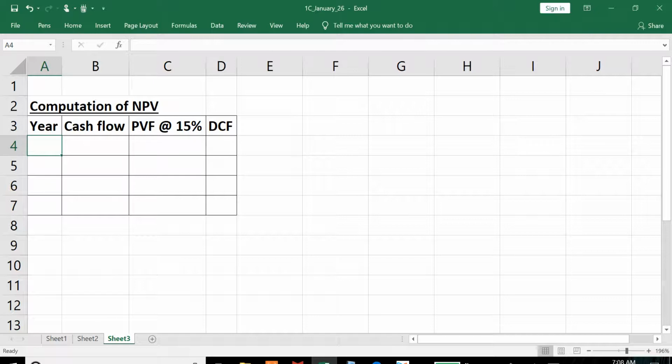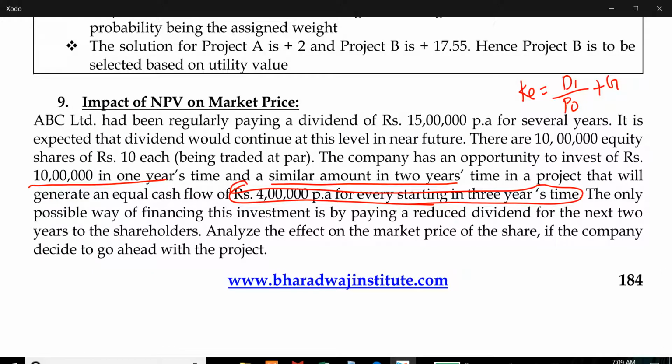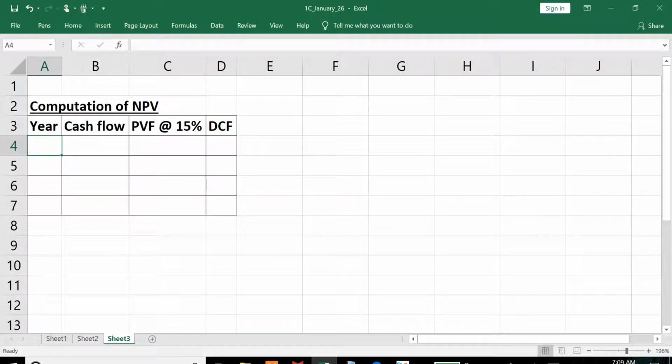What is the outflow for this project in year 0? No, nothing is there. They have not mentioned anything specifically for year 0. They said that they will invest 10 lakhs in year 1. Logically, it may not make sense because I will initially start some investment and then start a project. But the question has given me that way. The wording states that it will invest 10 lakh in 1 year's time and another 10 lakhs in 2 years' time. So the wordings have been specified that way.